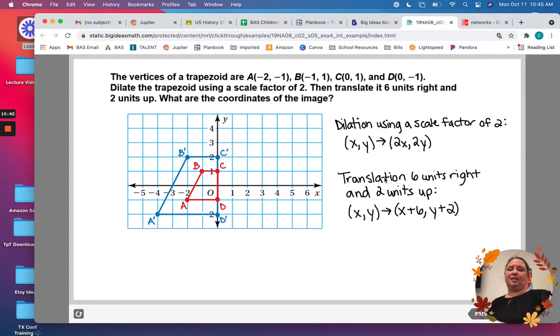Okay, so we're going to translate it which way? 6 units right and 2 up. So my X value is getting a +6. My Y value is getting a +2. 6 to the right, 2 up. Both positive. Comprende? Yes.